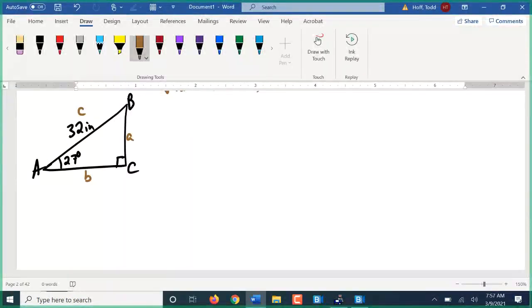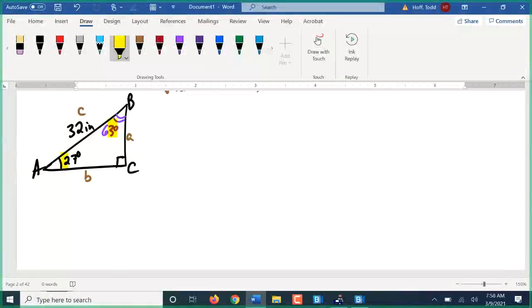So here I have the 27 degree angle. Now, of course, by simple subtraction, I would have here that B has to be 63 degrees. That's just by doing 180 minus 90 minus 27, which leaves us with 63 degrees. Or we could just use that these two angles have to be complements.